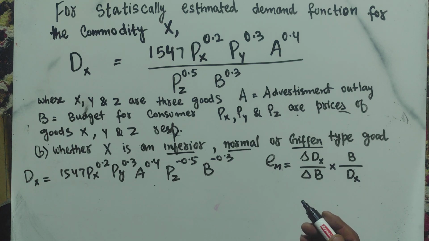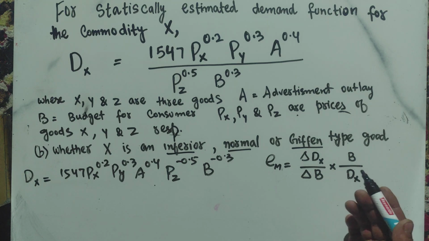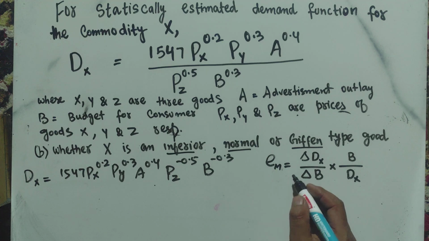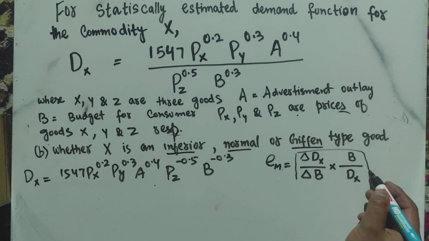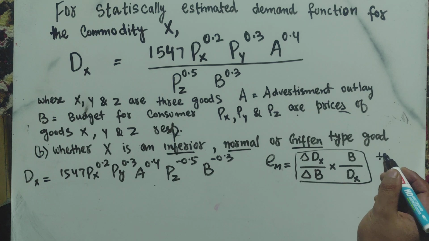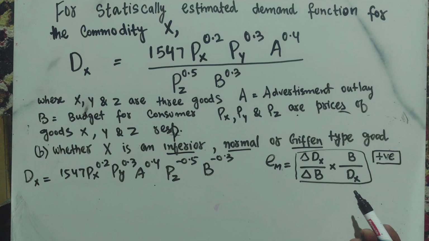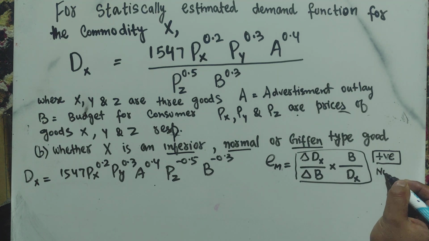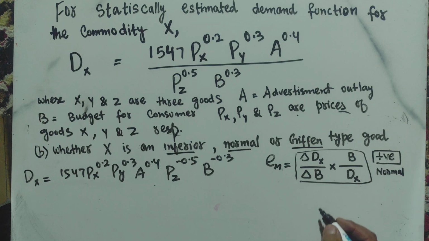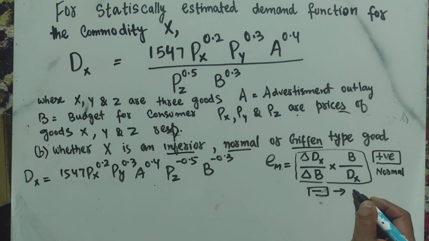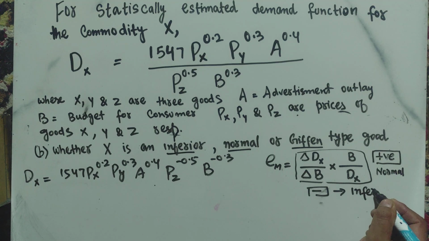Now if income elasticity of demand comes out to be a positive number, if this whole term comes out to be positive, then we can say that good X is a normal good. If it comes out to be negative, then we say good X is an inferior good.